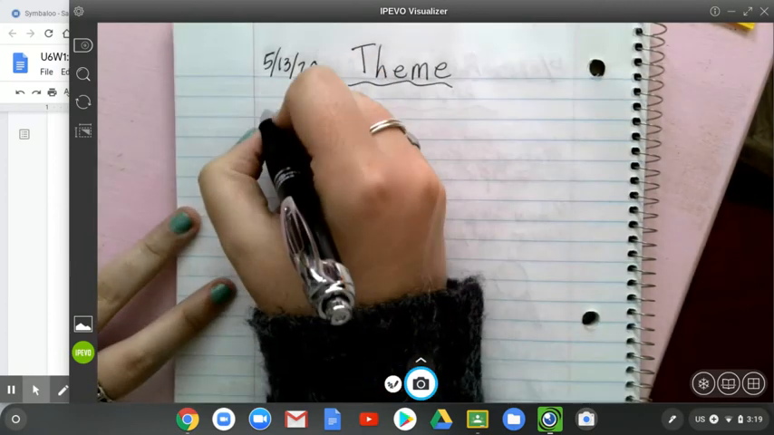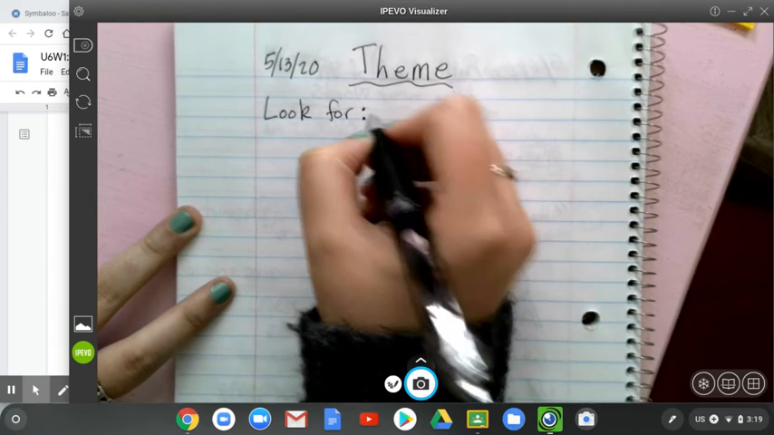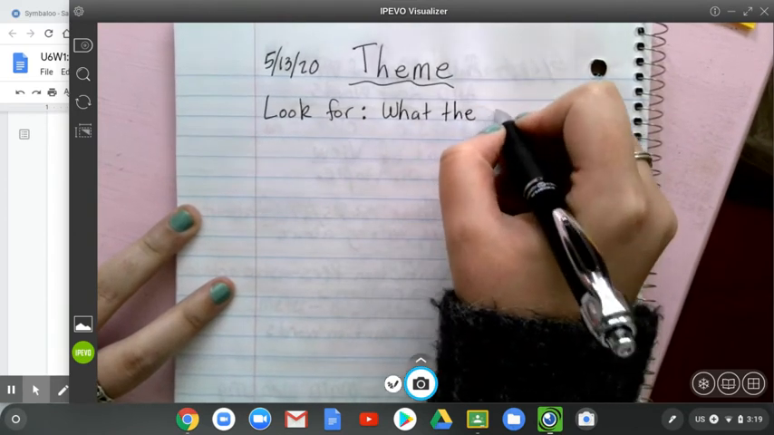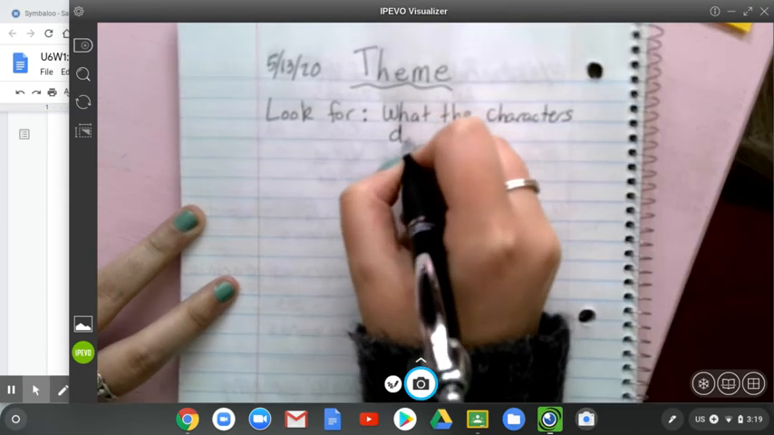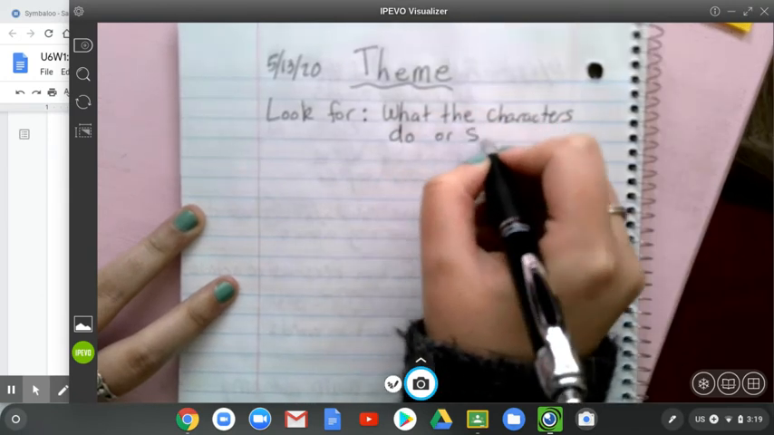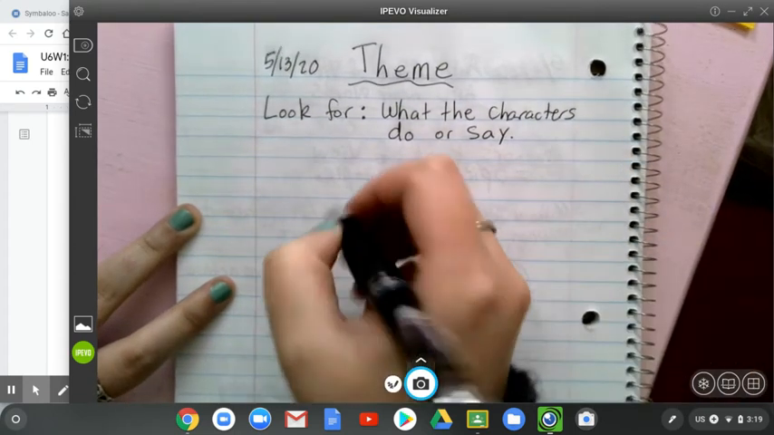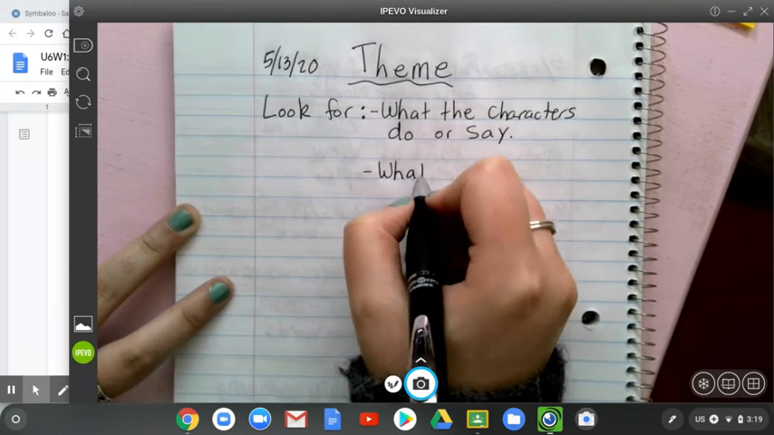You can look for what the characters do or say. That will tell you how they grow and what they learn. You can also look for what happens to the characters.